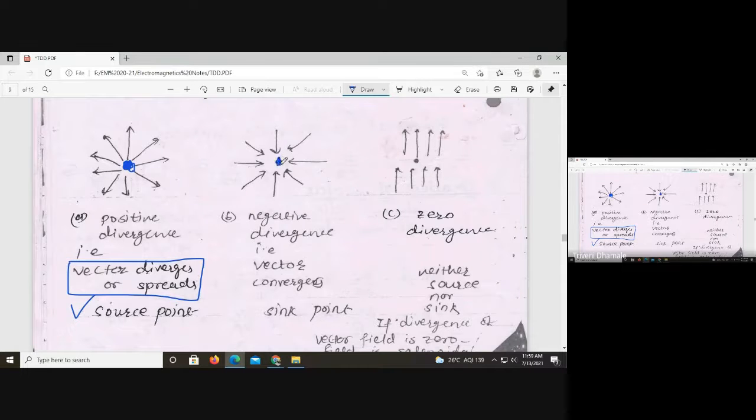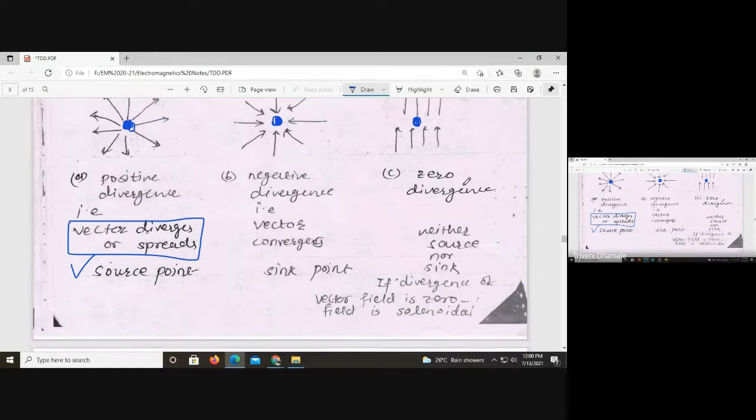ठीक है, so यहाँ पे सारे flux lines converge हो गए, sink हो गए, and the name is the negative divergence. And the third one is the zero divergence. Zero divergence means from this point P or this vector area, the flux lines are completely incoming and outgoing. No source or sink point acts there, that is the zero divergence.